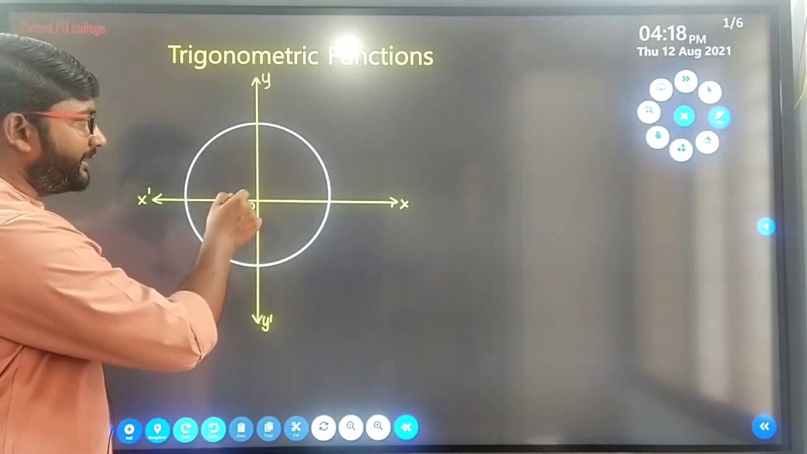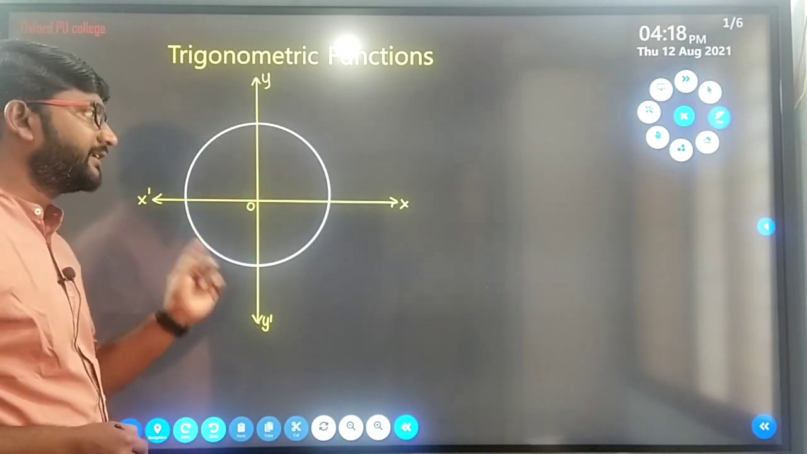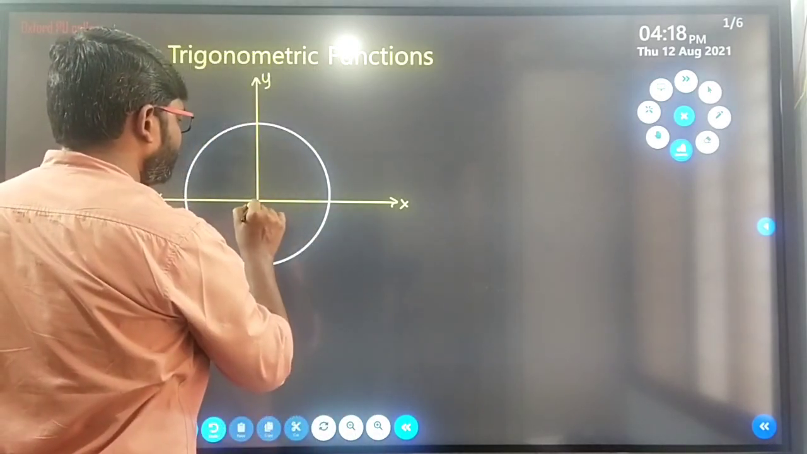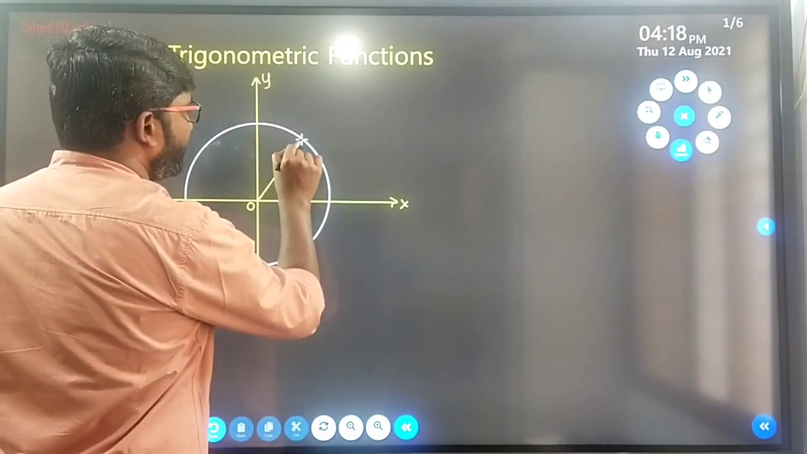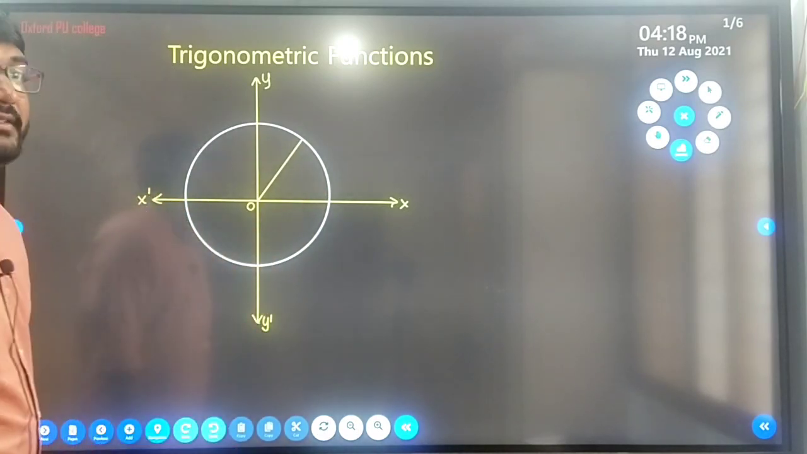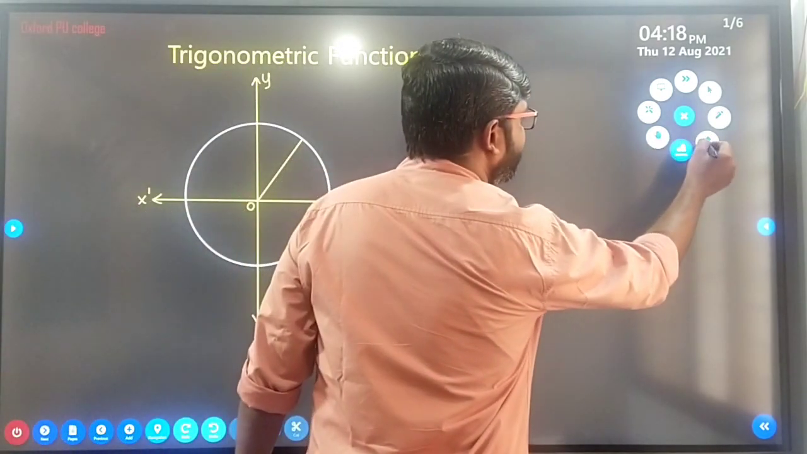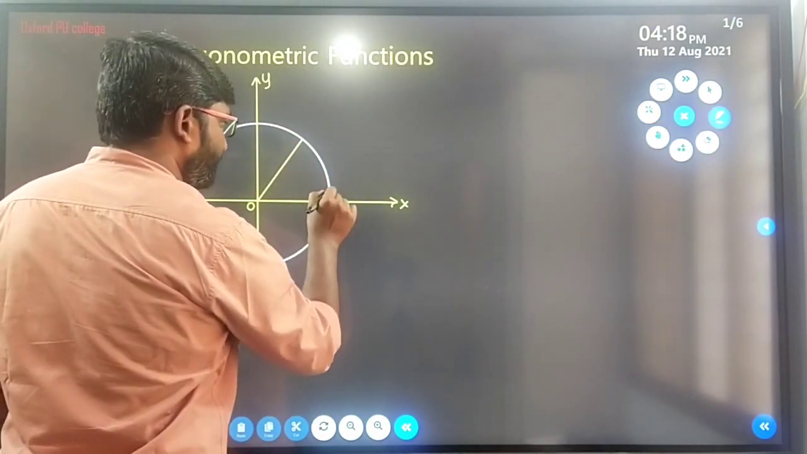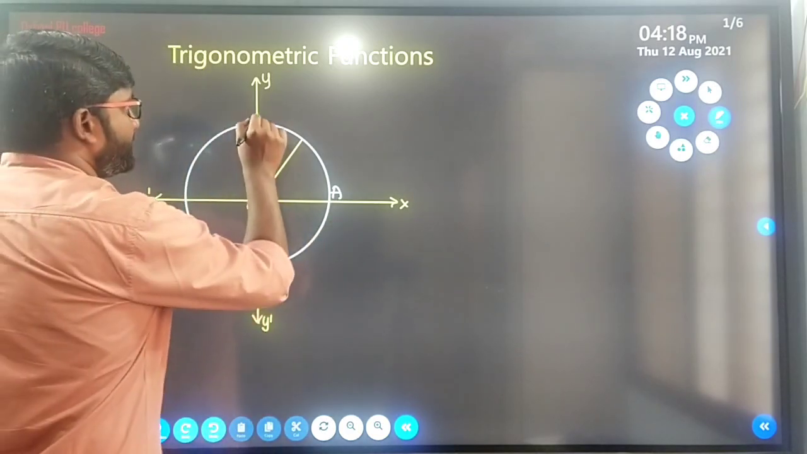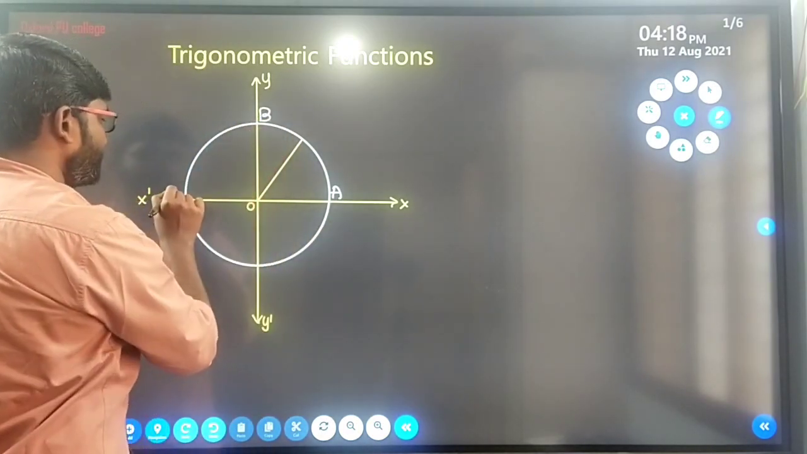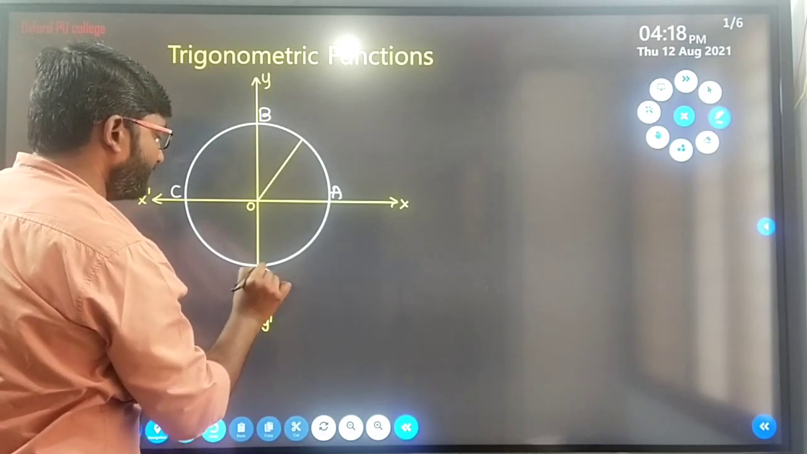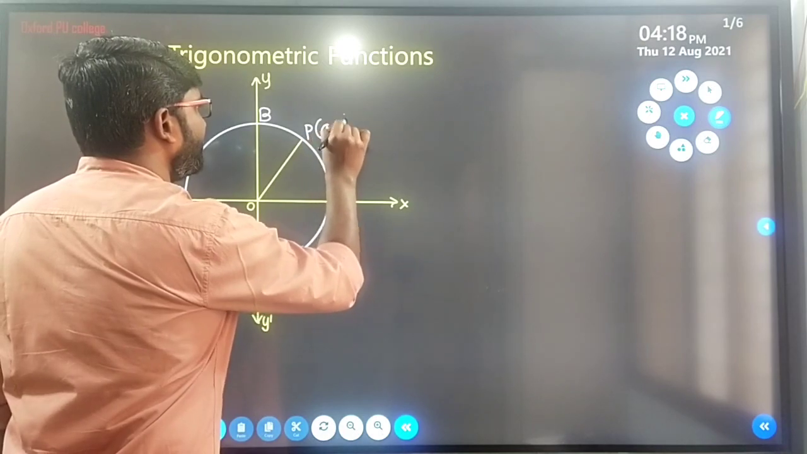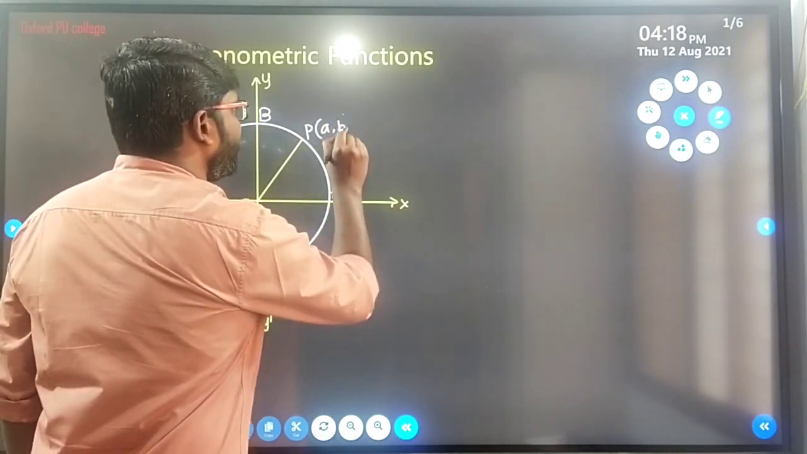Now I will take a point P on the unit circle. So let us mark that. This point is A, this is the point B, this will be the point C, and this will be the point D. And here we are taking the point P whose coordinates are a comma b. So P of a comma b.